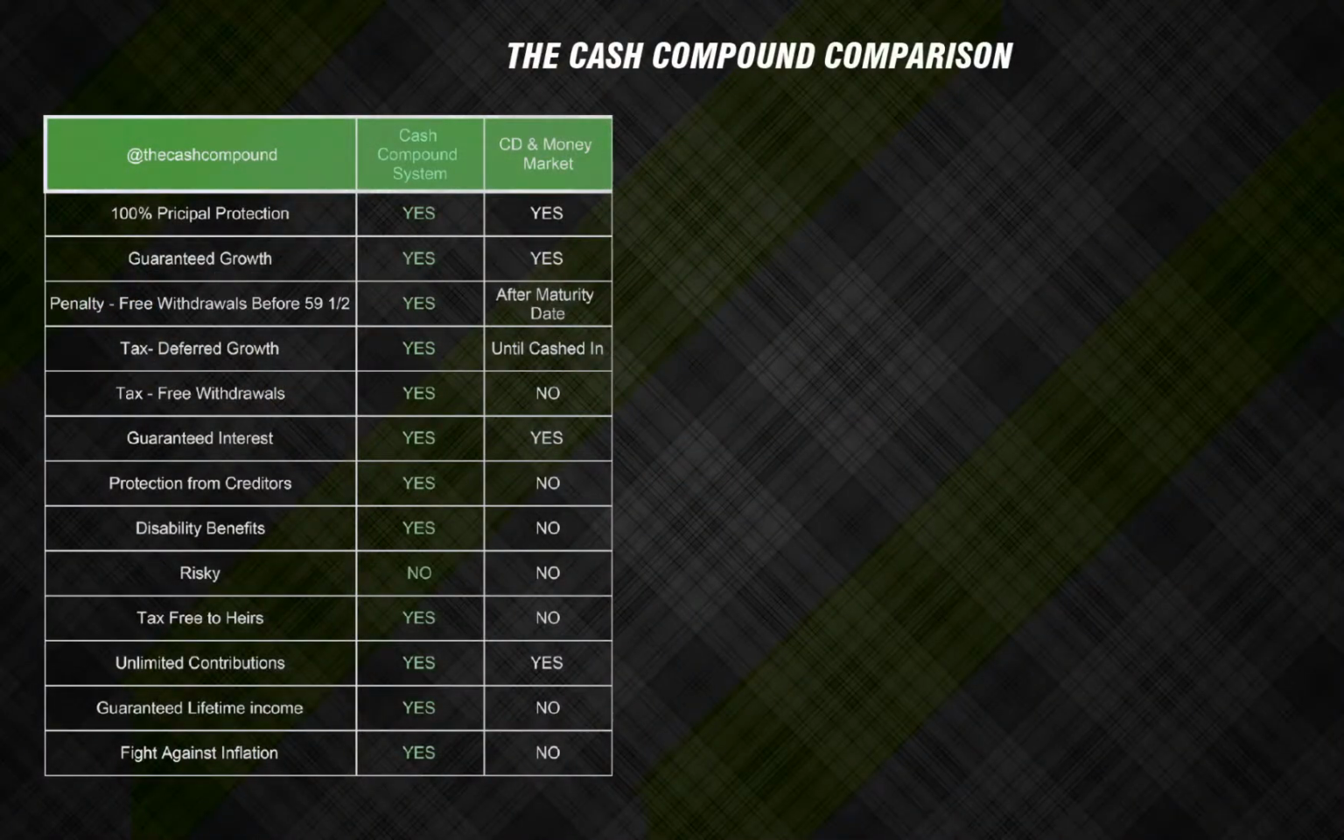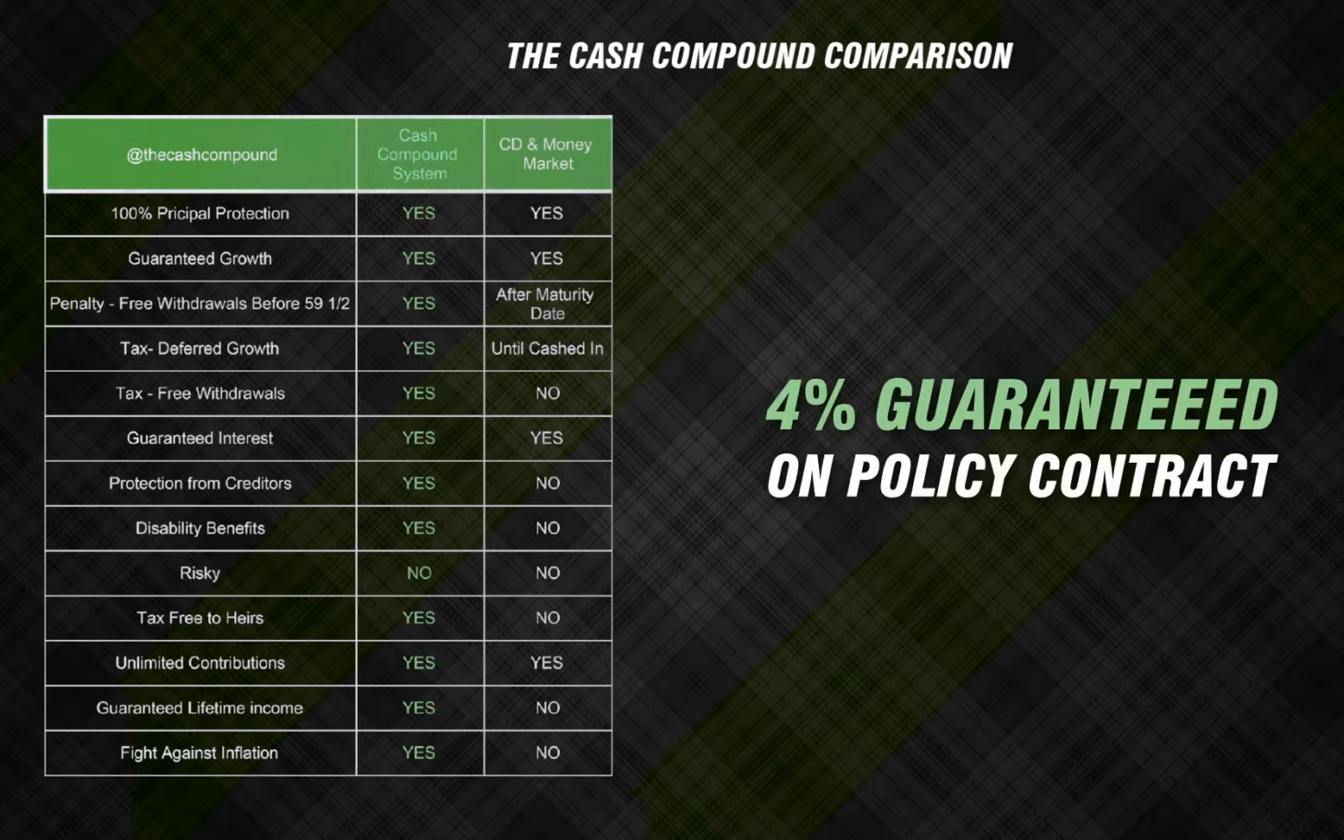Let's compare the cash compound to a traditional CD. A certificate of deposit, or CD, has a guaranteed return. That part is cool. At the end of the time that your cash is set to mature, you'll definitely have growth. And let's assume you're watching this at a time that you can find a CD with a rate of return at 4% annually. Remember, 4% is what you're guaranteed inside of a policy contract.